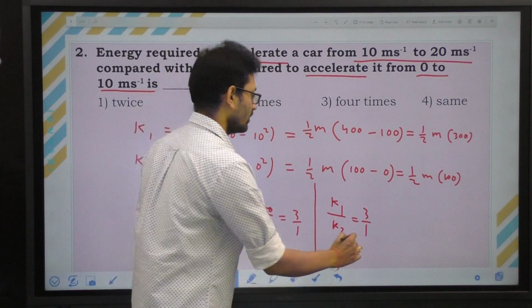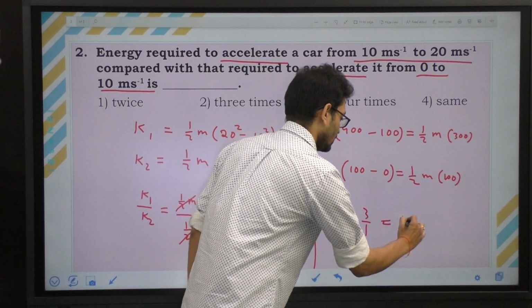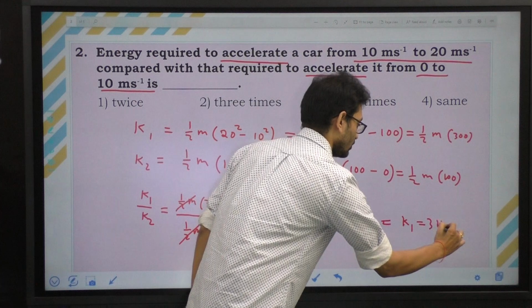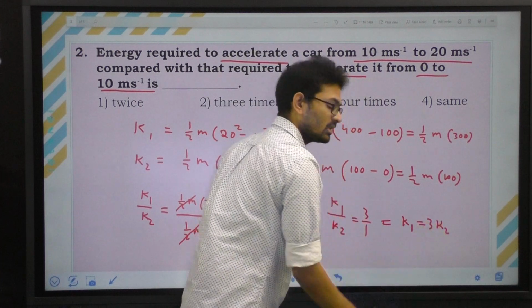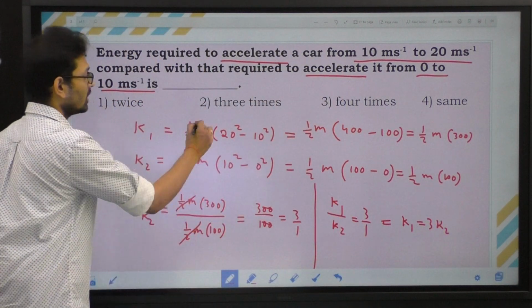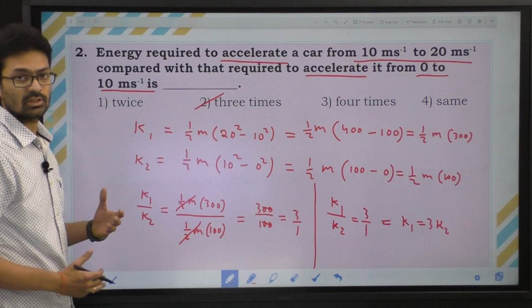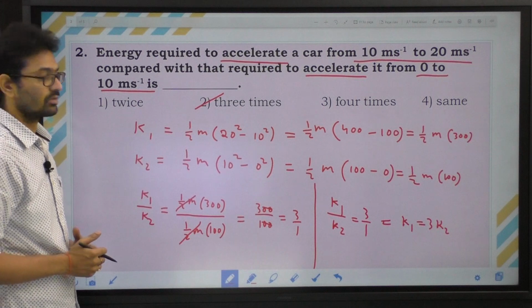So from here k1 is going to be equal to 3 k2. So it is going to increase 3 times. That means it is going to increase 3 times. Second option. So I hope this is helpful for you. Let us go for the next question.